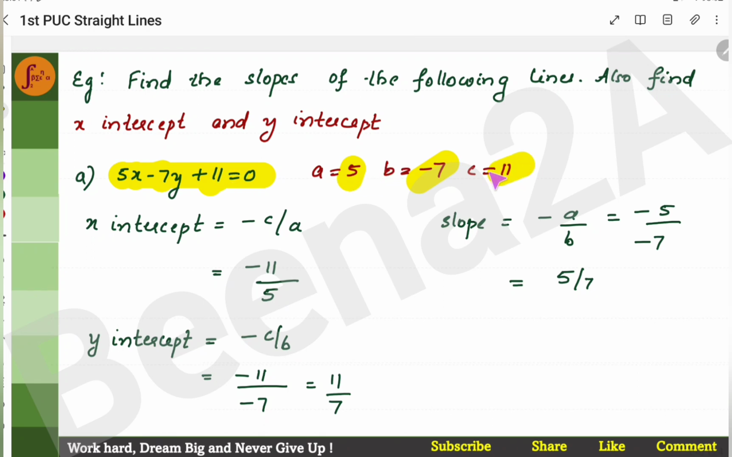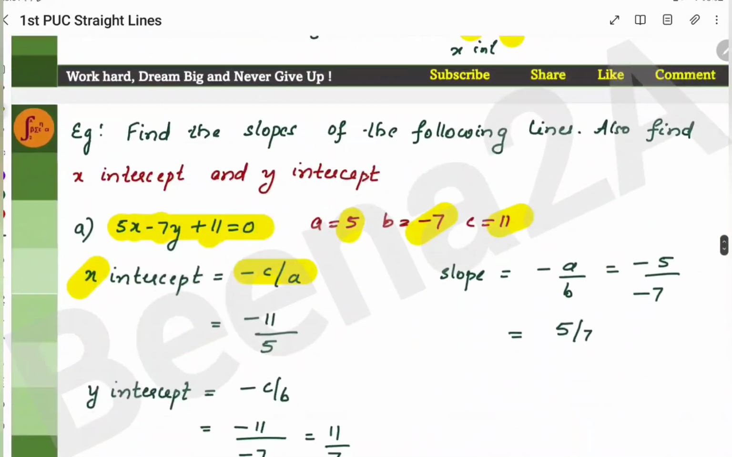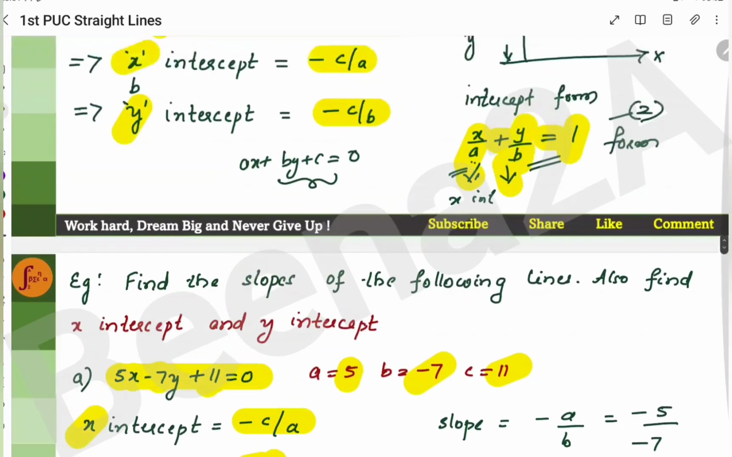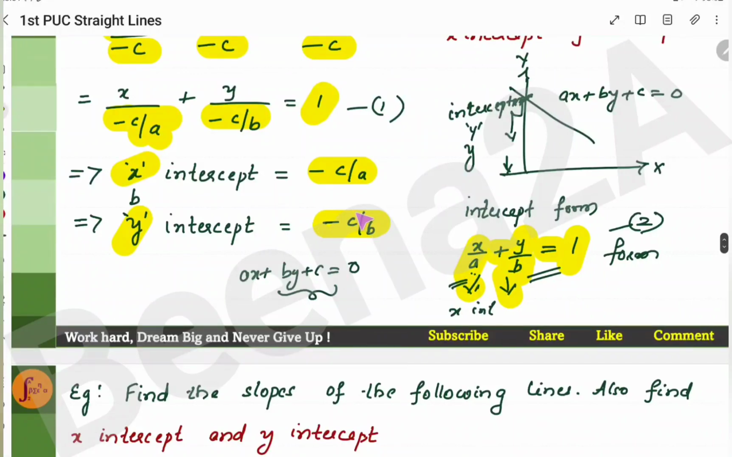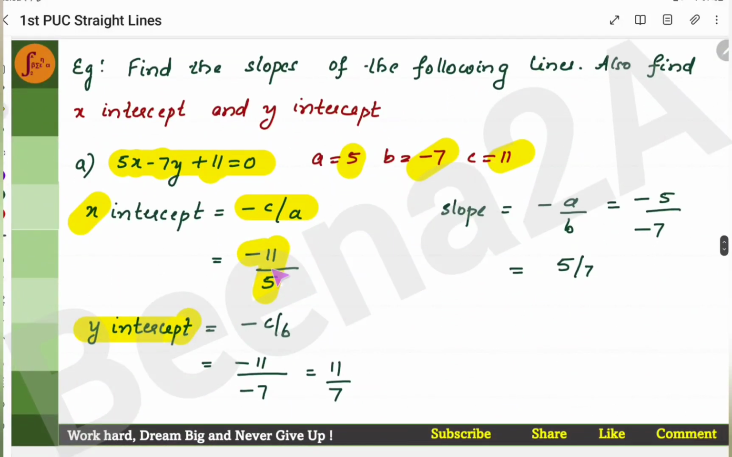Now we know the a, b, c values, right? So we saw what the x-intercept was, it's minus c by a. From this derivation, we know that the x-intercept is minus c by a. So you know c, you know a, substitute, you'll get minus 11 by 5. Similarly, if I have to find the y-intercept, what is the formula for the y-intercept? It's nothing but minus c by b. So you have c, you have b. Substitute and you'll get the y-intercept.